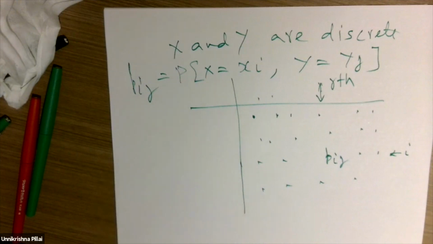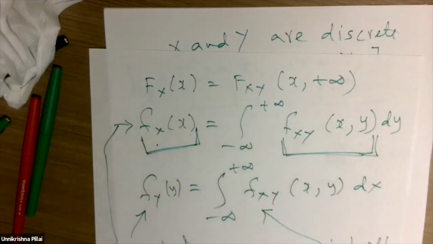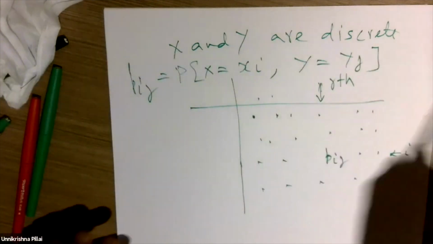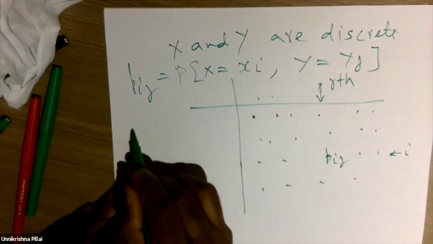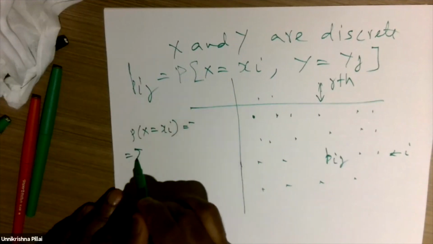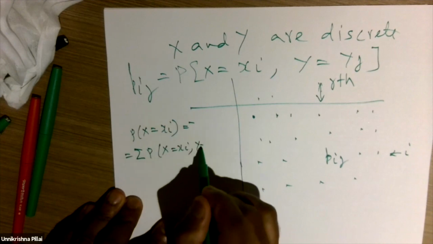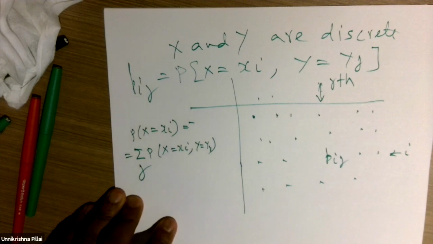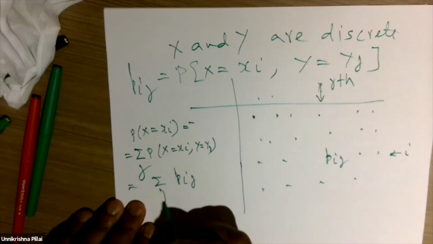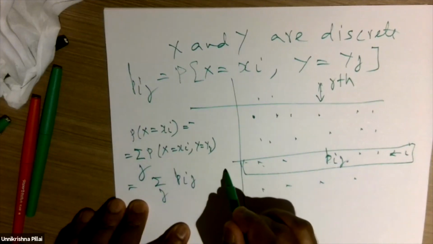According to the previous formula, look at here. If you want the density function of x, you integrate out y. Here it is summation. This is your y, this is your j, this is your x. So probability of x equal to xi is the double summation of probability of x equal to xi, y equal to yj over j, integrating out y. So this is summation pij over j. But pij is here, over j means you sum over here and then you write that number here.